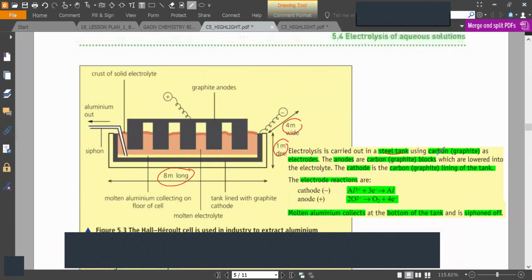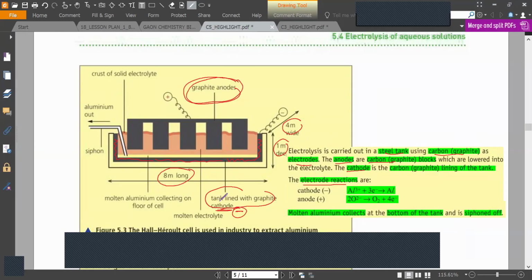And then we have the carbon graphite, which will be the electrodes. Graphite electrodes. And then the anode will be carbon blocks. So we have the anode here, and this is the cathode. It's just the lining of the steel tank. So this is the cathode. Then the reaction will happen.